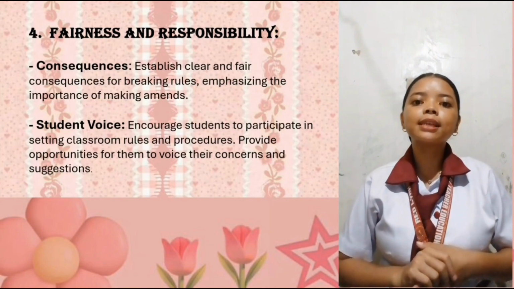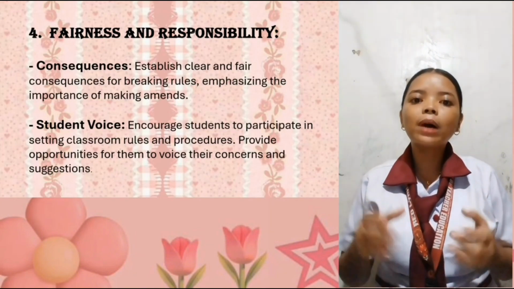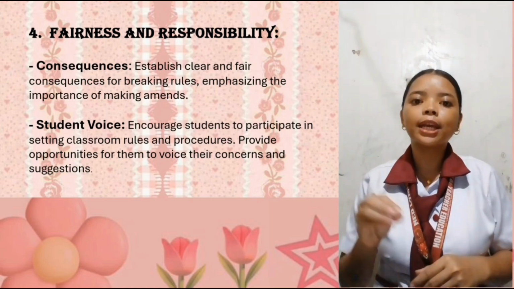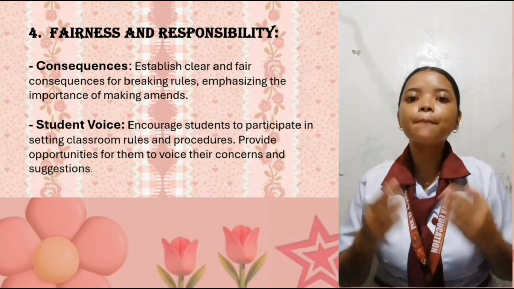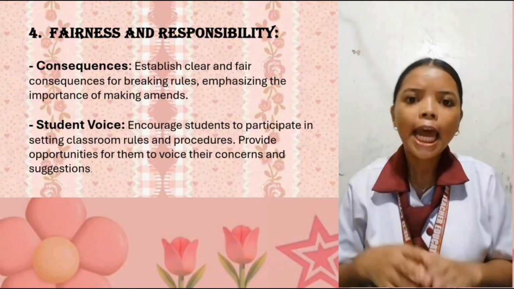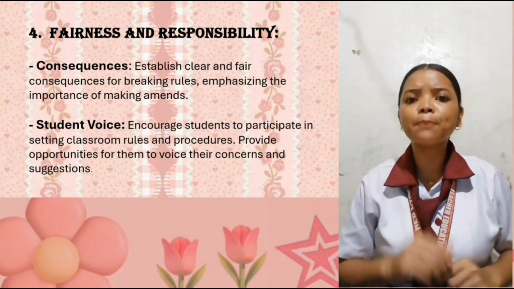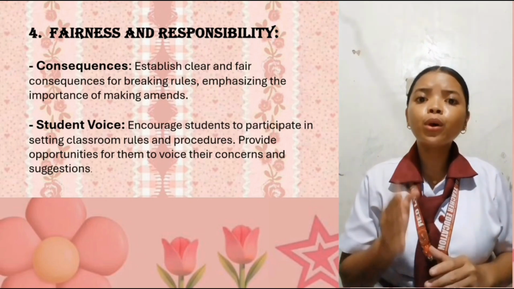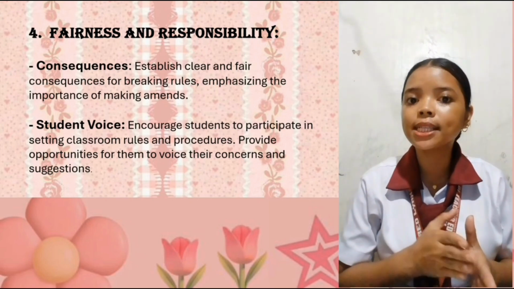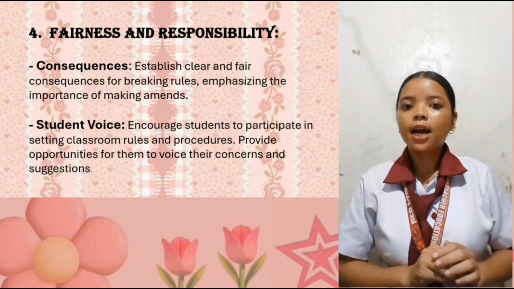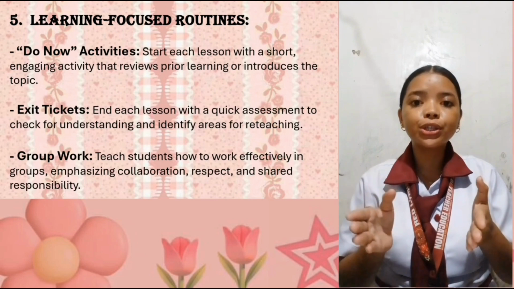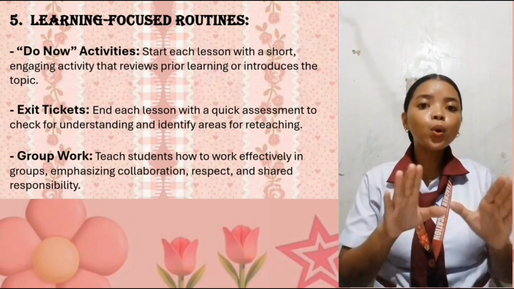Number 4, we have fairness and responsibility. Consequences: establish clear and fair consequences for breaking rules, emphasizing the importance of making amends. Like student voice, encourage students to participate in setting classroom rules and procedures. Provide opportunities for them to voice their concerns and suggestions. Number 5, we have learning focus. Learning focus routines. So, do now.